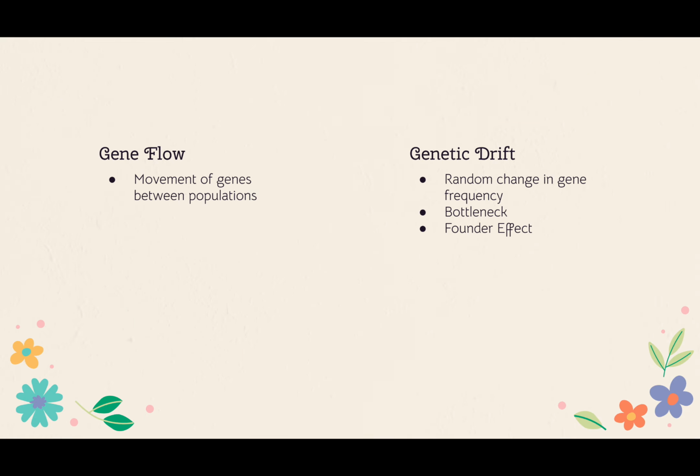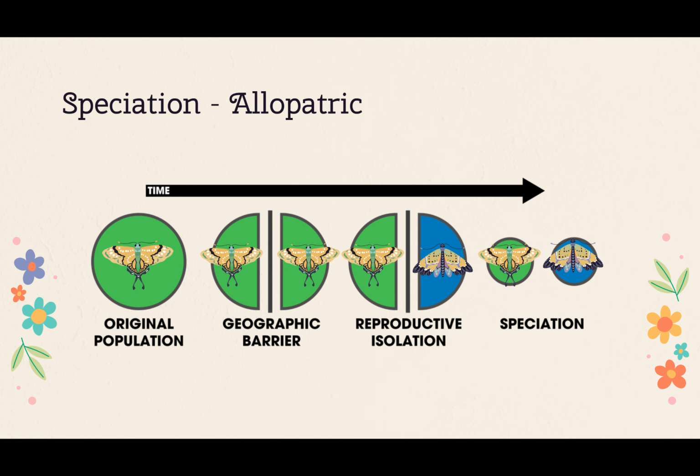Gene flow is the movement of genes between populations, and genetic drift is a random change in gene frequency. This could be a bottleneck, which is a spontaneous decrease in a population, usually because of environmental factors, or a founder effect, where a couple individuals of a population start a new population in a different area.